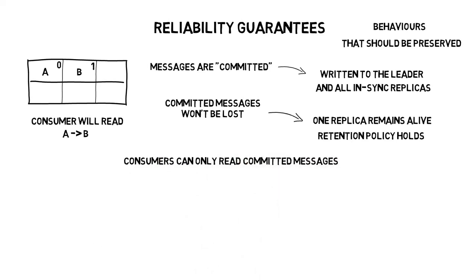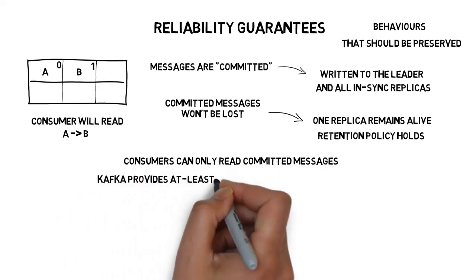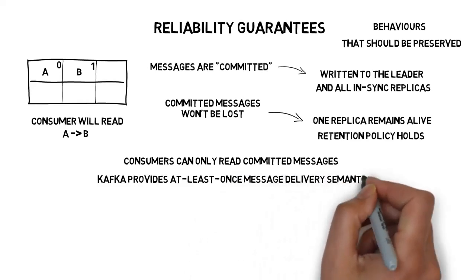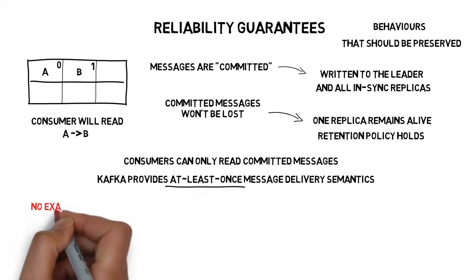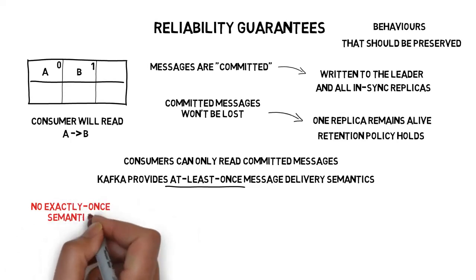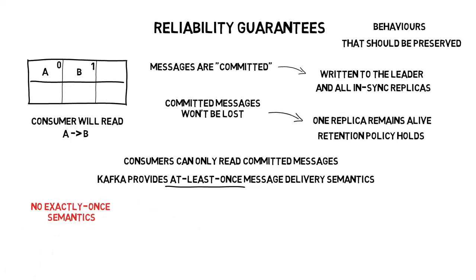Kafka provides at least once message delivery semantics, so it doesn't prevent duplicated messages being produced. The important thing to note is that even though Kafka provides at least once delivery semantics, it does not provide exactly once semantics, and to achieve that, we have to either rely on an external system with some support for unique keys, or use Kafka Streams.